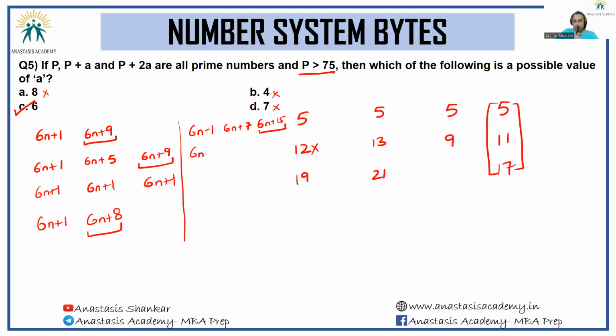6n minus 1 plus 4 will give me 6n plus 3. This is a multiple of 3. 6n minus 1, 6n plus 5, 6n plus 9, nothing changes. Here 6n minus 1 plus 7 would give me 6n. This is a multiple of 6. This is out of contention. Answer has to be 6 only.